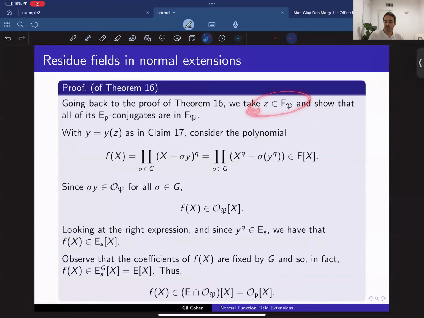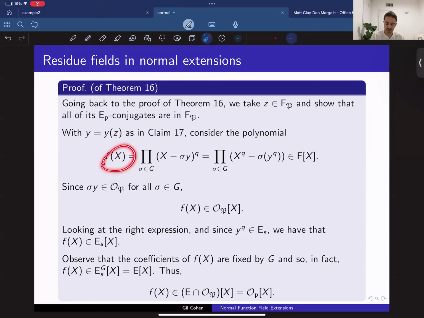So we're going to take Z in FP, and we're going to show that all of its EP conjugates are in FP. And we are going to take a Y that is a nice representative, as promised, as we showed exists by claim 17. And don't worry about what nice means. We'll get back to it when we need it, but Y is a nice representative, okay? And now I'm going to consider the following polynomial. That's not the polynomial I promised you, but that's the start.